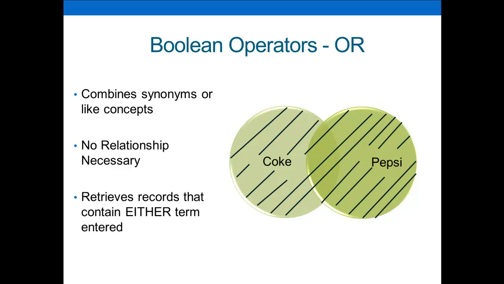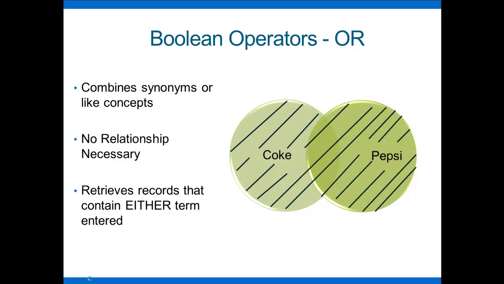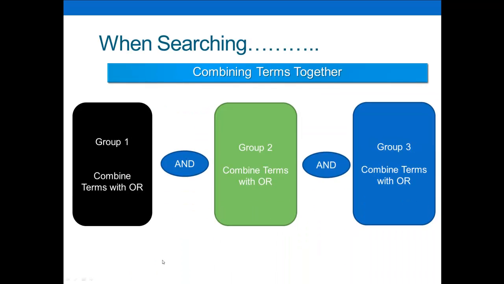Or will really help you to broaden the search or give you a lot of articles. But just because it gives you a lot is not always useful unless you make a good relationship with and afterwards. When you use or, keep in mind there doesn't have to be a relationship between Coke or Pepsi. What it means is that the articles you get back are either going to discuss Coke or Pepsi, but don't have to discuss both.